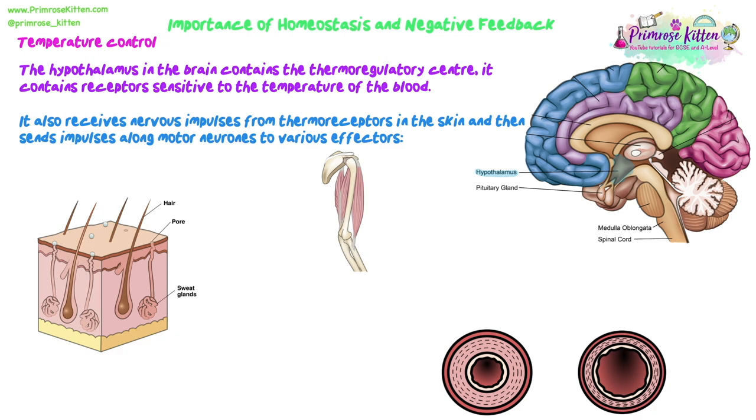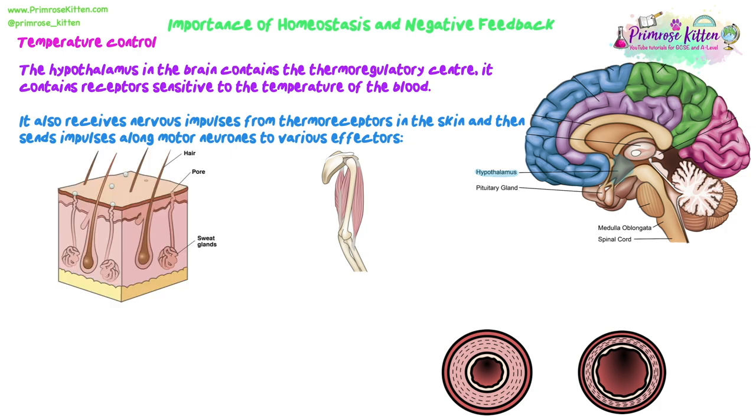It also receives nervous impulses from thermoreceptors that you have in your skin, and then it sends impulses. So the hypothalamus has the receptors, but also acts as the coordinator here. And it sends the impulses along motor neurons to various effectors. So this time we're using nerve signals, we're using the nervous system to control temperature, we're not using hormones.